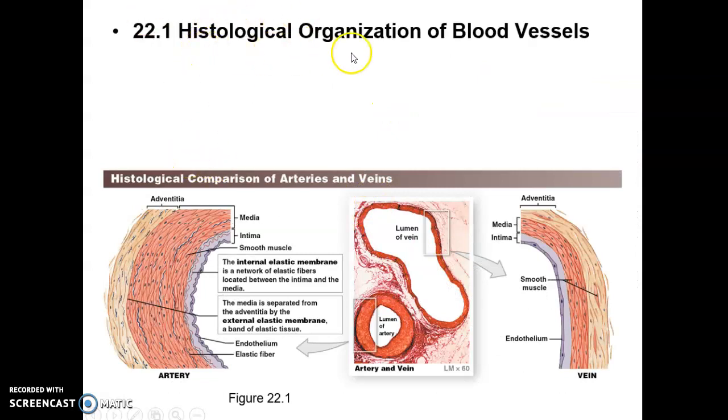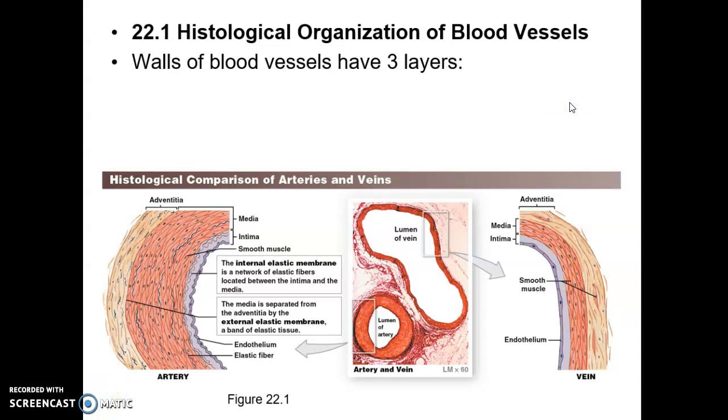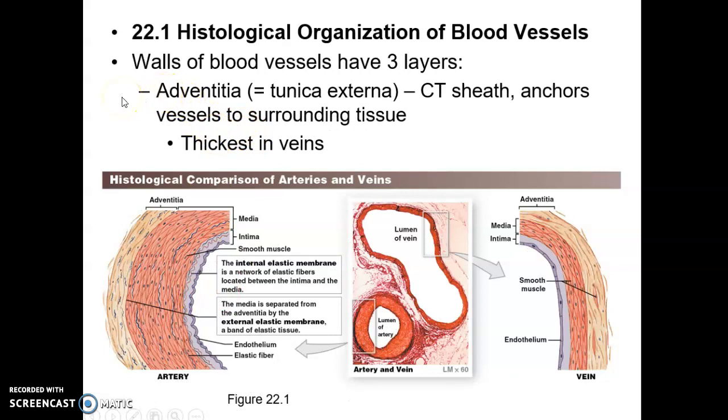Okay, some structural components. So the histology of the blood vessels. The walls of the blood vessels have 3 layers. As we can see in the diagrams here, they're color-coded a bit for you. So the outermost layer, as we see here in tan, is the adventitia, or the tunica externa. It's predominantly connective tissue material, and helps anchor and support the blood vessels to surrounding tissues.